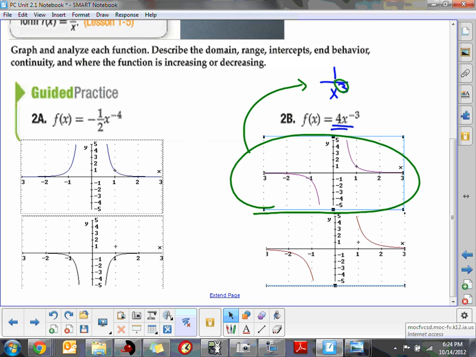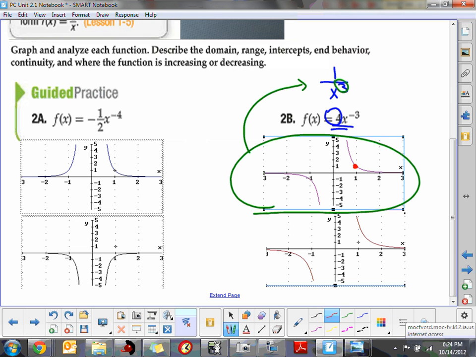So now we start applying the strategy of transformations. What about this 4? What does it do to your graph? Well, anytime we multiply by a value bigger than 1, it should be stretching our graph. Now, take a look at our point that we like to track. The ordered pair 1, 1 is on all reciprocal functions.